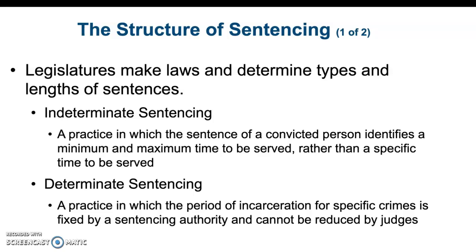Legislators make laws to help determine sentences. An indeterminate sentence is, for example, 5 to 7 years. It's a short end, minimum, and a maximum, and that gives the judge the discretion to consider mitigating factors. A determinate sentence is just that, 10 years in prison, which is determined by the legislation for that particular crime.